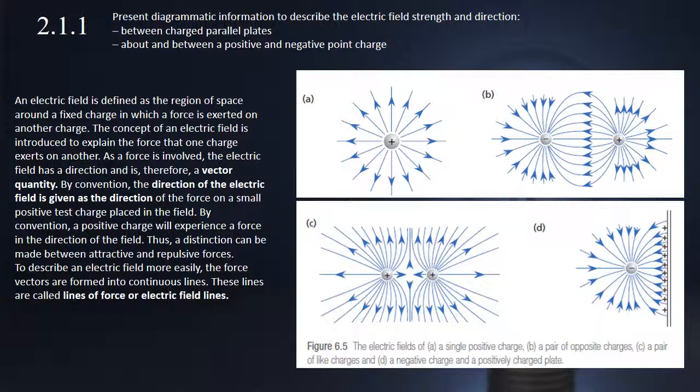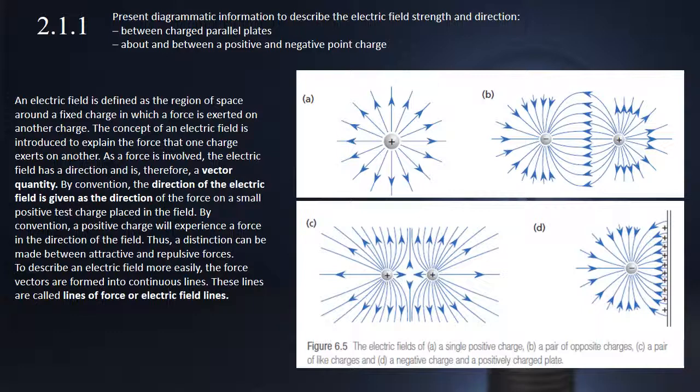So an electric field is defined as a region of space around a fixed charge in which a force is then exerted on another charge. The word field in science came from James Clerk Maxwell when he defined a magnetic field in the late 1800s, and we've used that analogy of field in electricity and points of charge. So the concept of electric field is introduced to explain the force that one charge exerts on another.